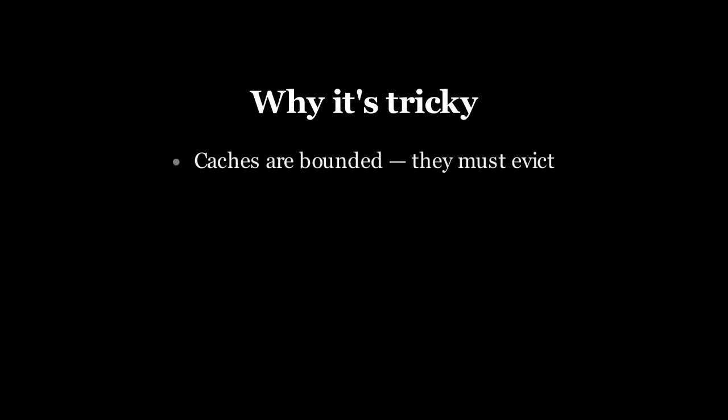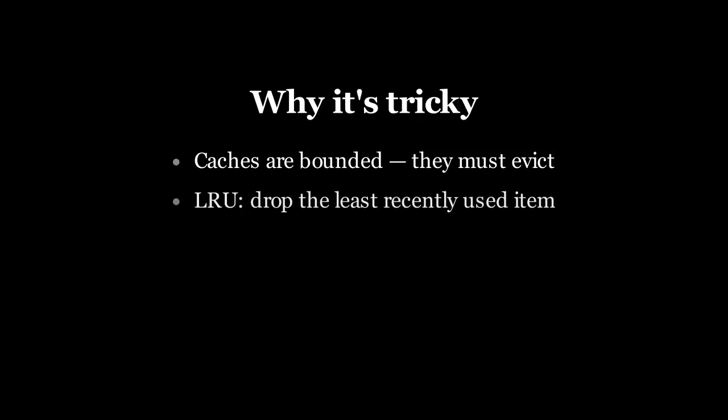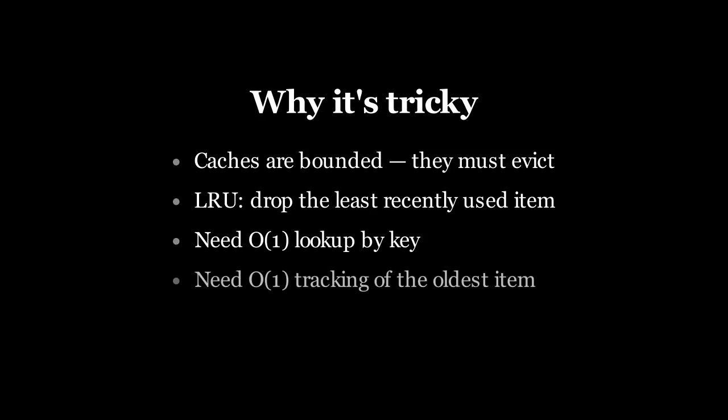A cache speeds things up by remembering recent answers, but memory is finite, so it needs an eviction rule. Least recently used is the most popular. Keep what you've touched recently, discard what you haven't. To pull that off in O(1), we need two things at once: instant lookup by key, and instant tracking of which item is oldest. No single structure gives us both.